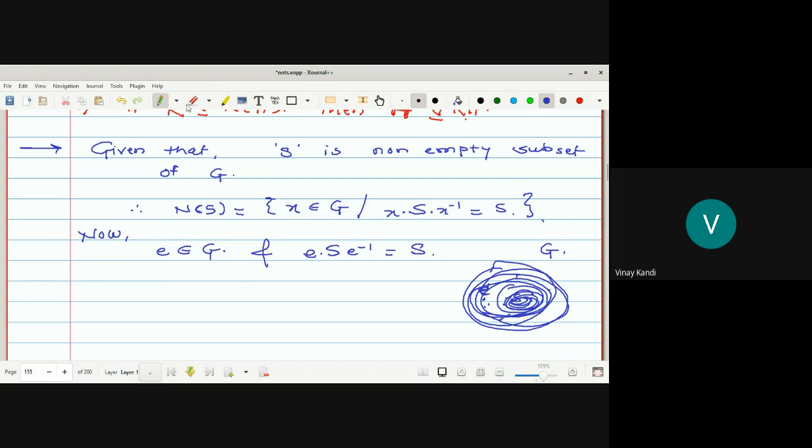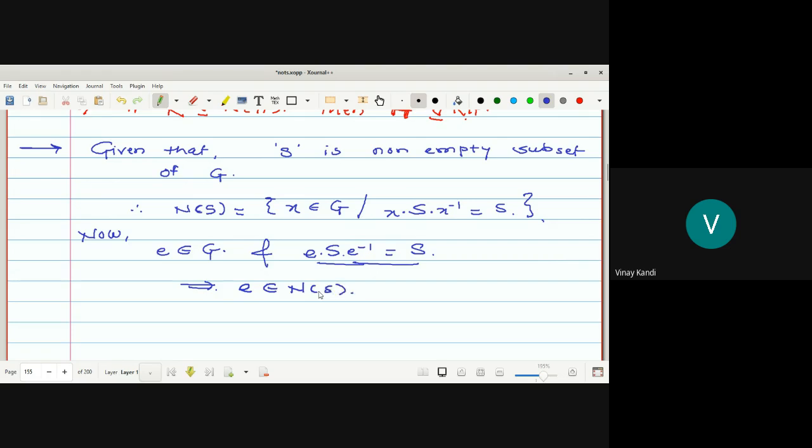Okay, so here e belongs to G and e S e inverse is equal to S. Okay, e inverse is e. So this implies e satisfies this condition. That means e belongs to the normalizer of that set. Any doubt? Any doubt up to here? So that means this is not equal to empty.